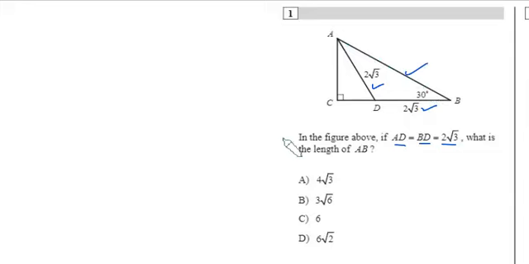Now when we look at the question, we realize this is an isosceles triangle because two sides are equal. AD and BD both are equal. That means if this angle is 30, the base angles will be 30, as you have learned in isosceles triangles. So base angles are equal. So angle ADB is equal to 30.